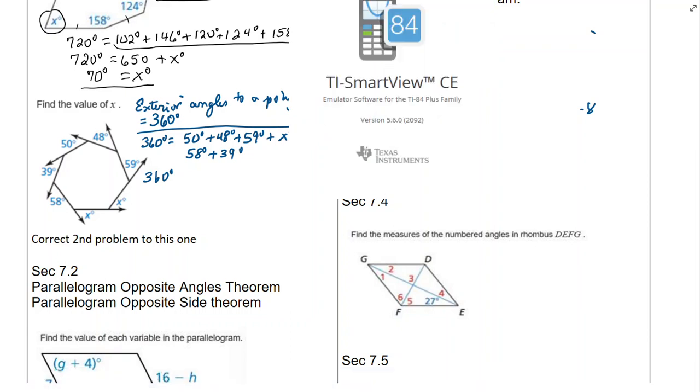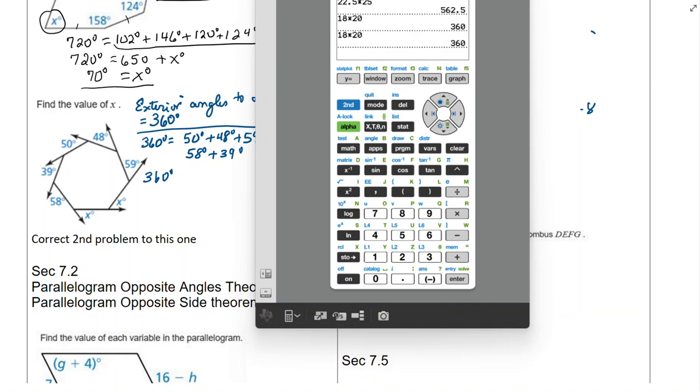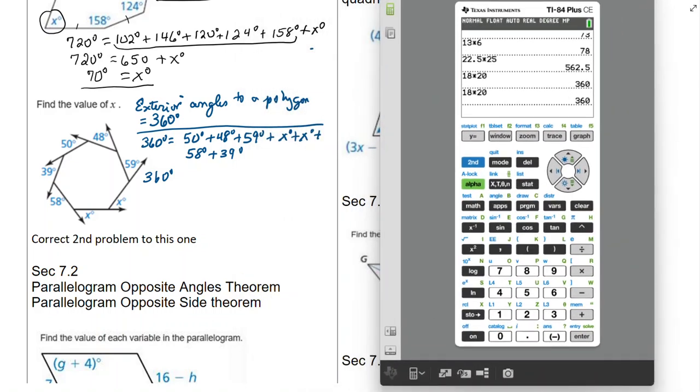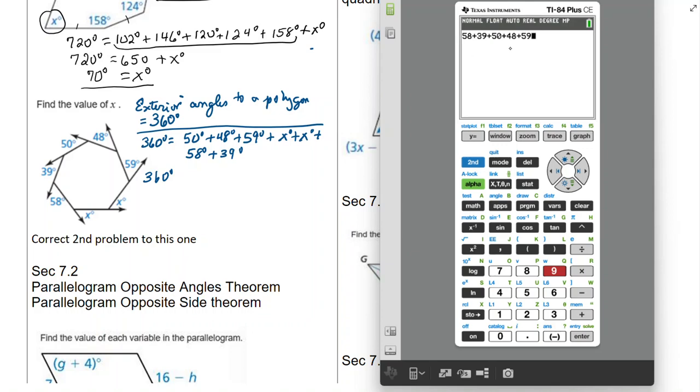My calculator's coming up. Right? So I'm going to start with the 58, and then the 39, and then the 50, 48, 59. Okay. And I'm making sure I didn't make a bobo there. 254.